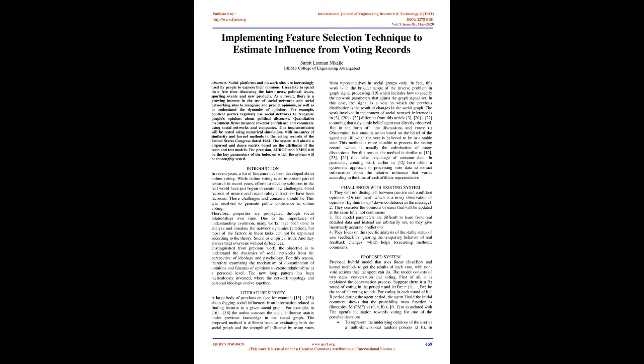In fact, this work is in the broader scope of the inverse problem in graph signal processing [19], which includes how to specify the network parameters that adjust the graph signal set. In this case, the signal is a vote in which the previous distribution is the result of changes in the social graph. The work involved in the context of social network inferences [20-22] is different from this article, assuming that a dynamic belief agent can be directly observed.